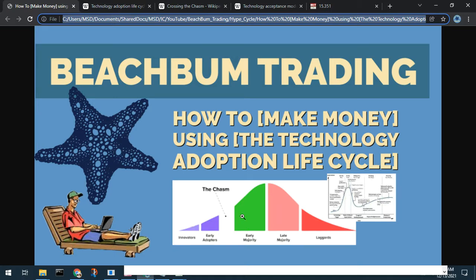So when you're evaluating your stock, particularly for a long-term investment, and we'll talk about how to trade these in shorter time frames as well, but if you're looking for a long-term investment, you realize you're in these early phases of the technology adoption life cycle, you need to ask this question: are they going to be able to cross the chasm? So hopefully this information will help you evaluate that.